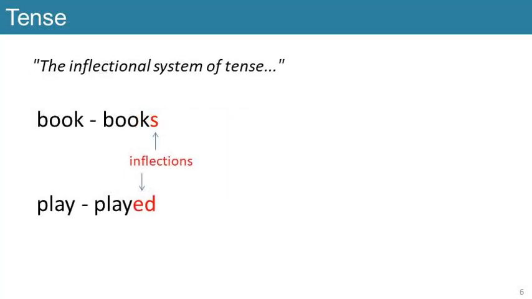To understand this, it is necessary to know what is meant by the inflectional system of tense, or more specifically by the term inflection. Inflections are changes to word spellings when their grammar changes. For example, the inflection -s changes the singular book to the plural books, and the inflection -ed changes the present tense play to the past tense played.